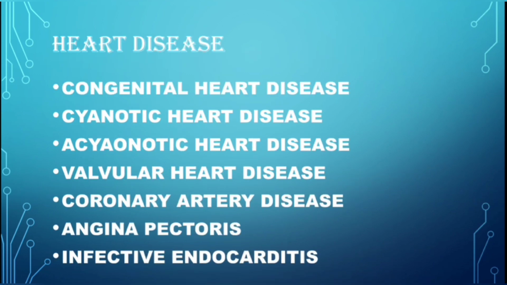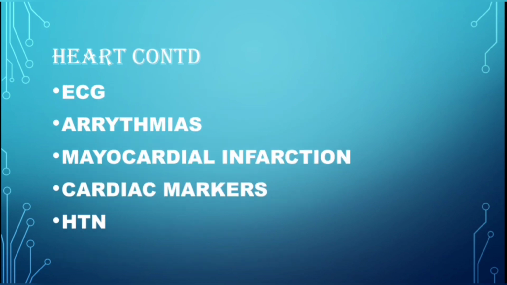Then coming to the heart diseases, there are congenital heart disease, cyanotic and acyanotic. Then coming to valvular heart disease, coronary artery disease, angina pectoris. Infective endocarditis is also a very important topic. ECG related to heart, ECG is very important. Arrhythmias, myocardial infarction. Now, what are the cardiac markers like cardiac enzymes, and hypertension? Important topics related to heart disease.